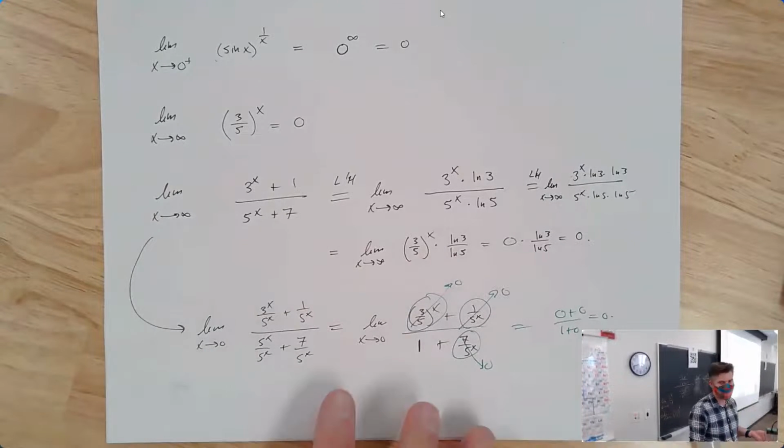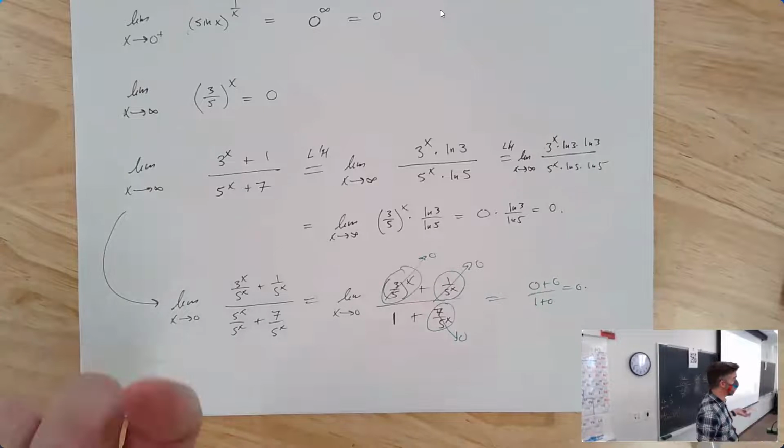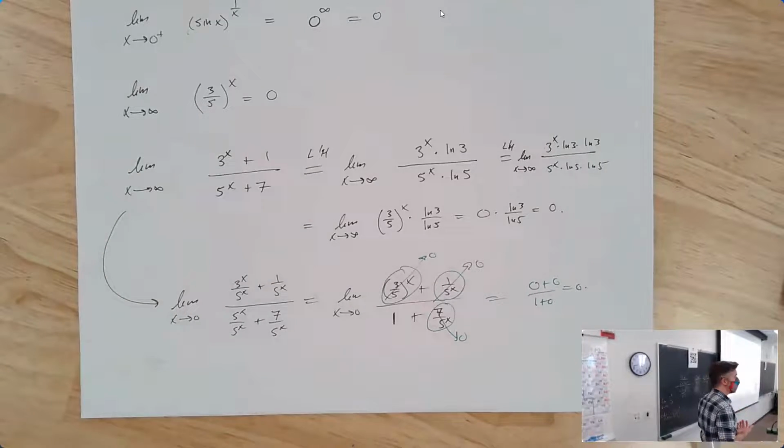So a lot of the time, not infrequently, if you have something rational like this, and L'Hopital's rule is not getting you anywhere, a good method of attack is to try dividing everything by the biggest thing, the thing that's growing the fastest. That'll often get you where you want to go.